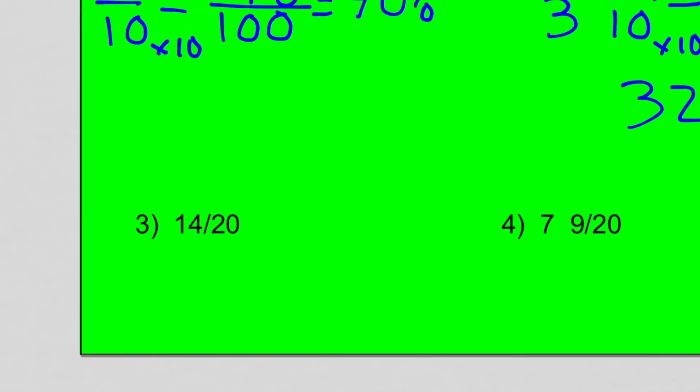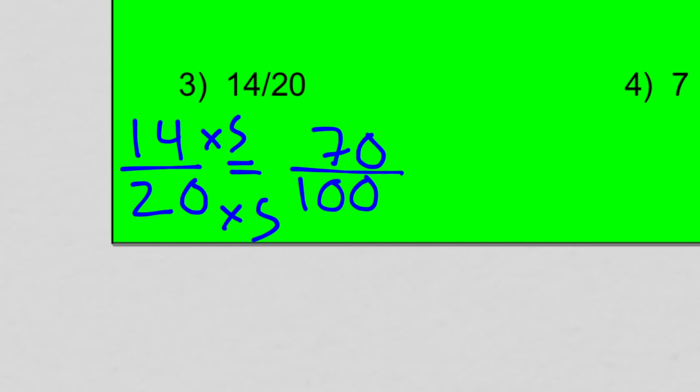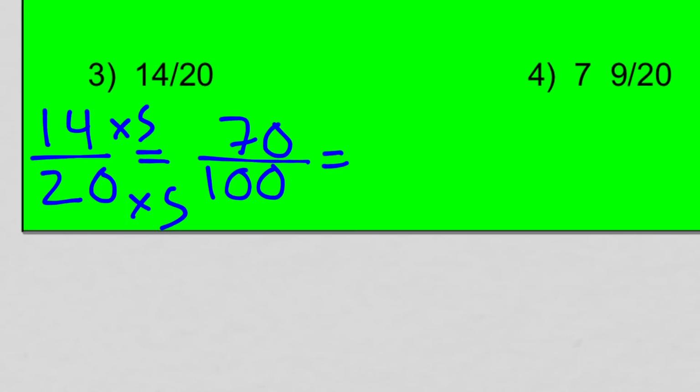Let's take a look at number 3, 14 out of 20. Well, to make it into a percent, make it a fraction out of 100. I'll do that by times by 5 to get 100 and times by 5. Well, 10 times 5 is 50, 4 times 5 is 20. That's 70 out of 100. That's 70%.